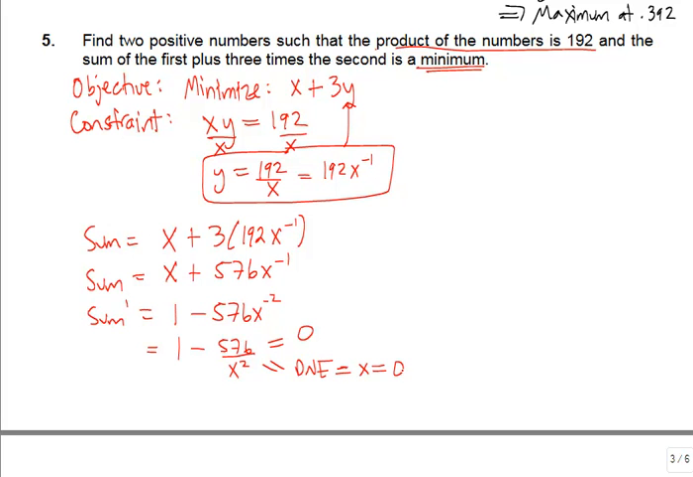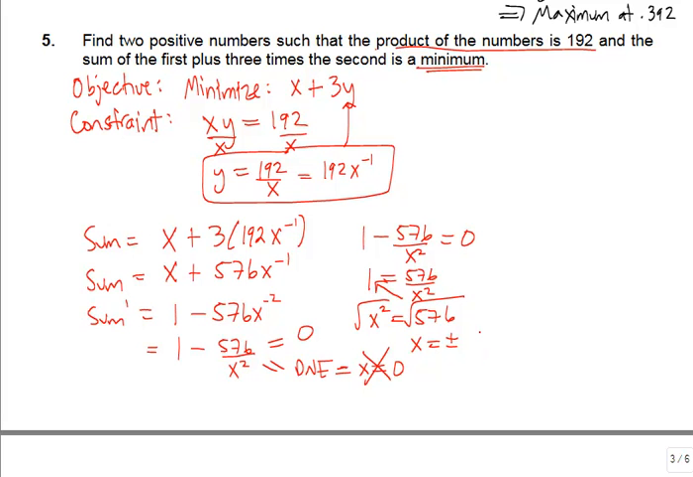Now I can rule that out right away, because if x is 0, then the product of 0 with any other number is never going to equal 192. So we know that this can't be the solution. So let's take a look at the other one. So let's take 1 minus 576 over x squared and set it to 0. So I'm going to add this fraction over to the other side. Then I'm going to multiply that x squared over, and then I'm going to take a square root of both sides. And that will be plus or minus, and the square root of 576 is 24.